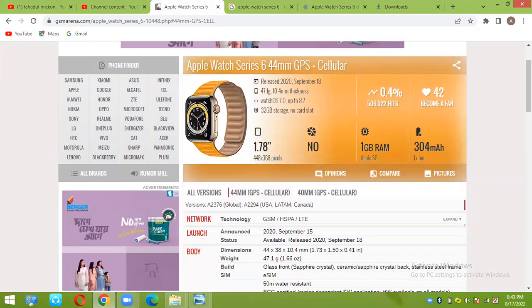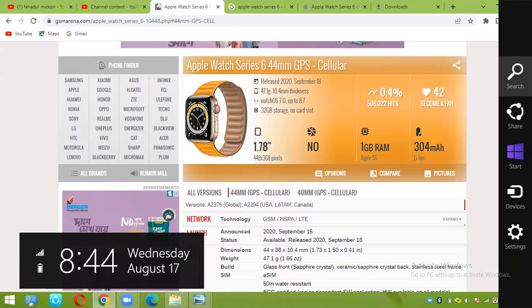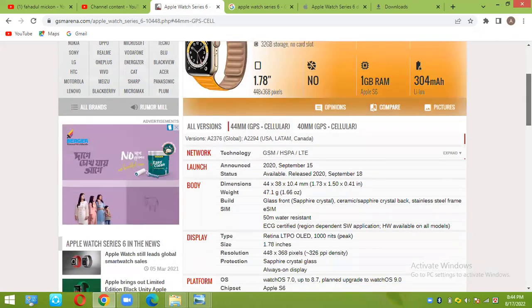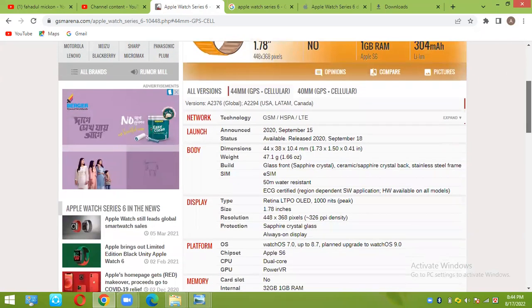And then Apple Watch Series 6 comes with watchOS 7, and it can go up to 8.7. It weighs 47.1 grams and is 10.4 millimeters thick. If we look at the specifications elaborately, then let's go to the network section.